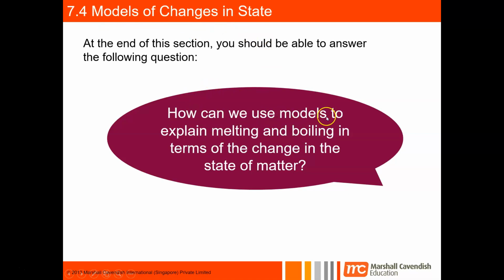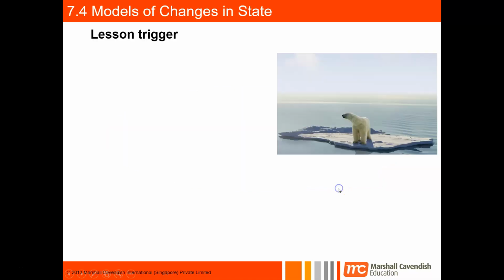So how can we use models to explain melting and boiling in terms of the changes in the state of matter? Remember, what does melting mean? What does boiling mean? This is something that you should know, but just for everyone to be on the same page, melting means that a solid becomes a liquid, and boiling refers to the point where the liquid will become a gas, closely linked to evaporation.